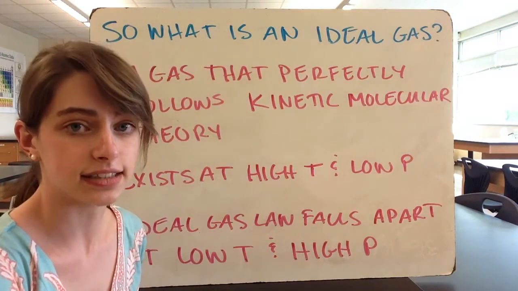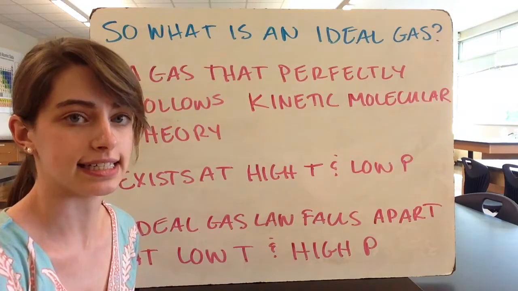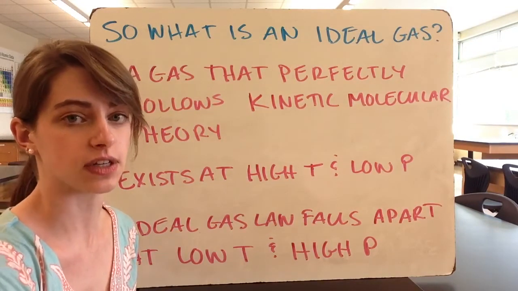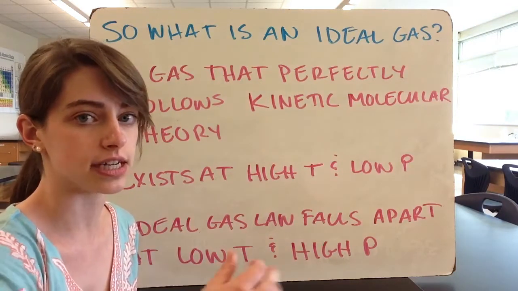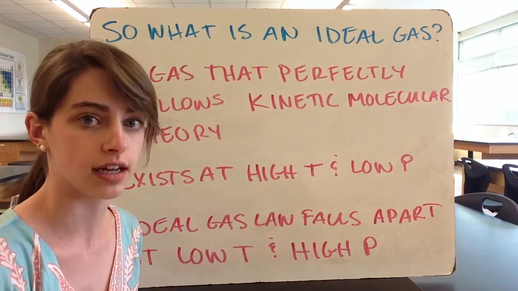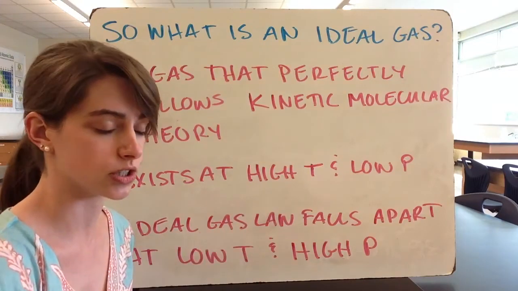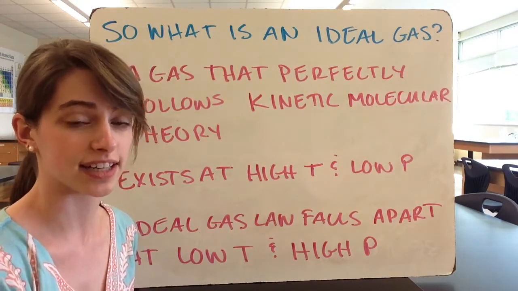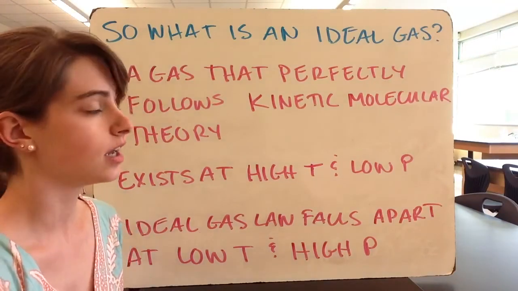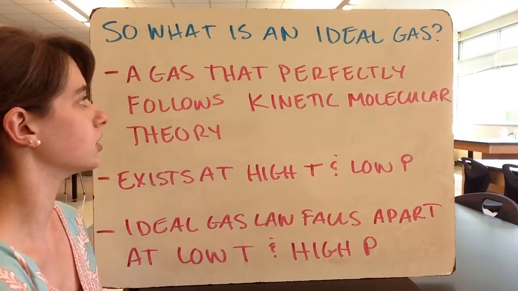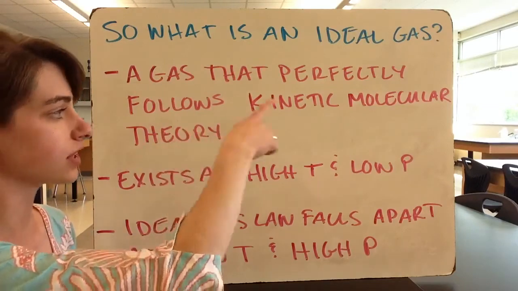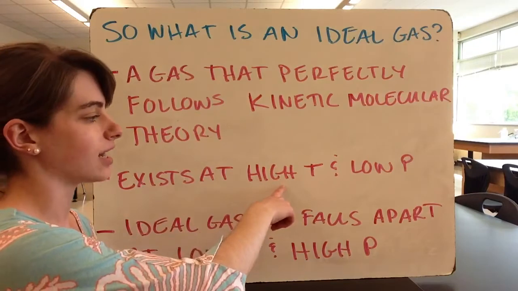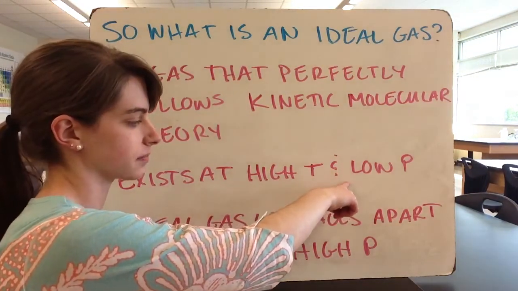We called this the ideal gas equation, but what exactly is an ideal gas? An ideal gas is something that very specifically and very exactly follows each tenet of kinetic molecular theory. We talked about that way back in Unit 2. It dealt with how the gas particles moved, how they interacted or didn't interact with each other, and it all dealt with the kinetic energy. So we can say that it's a gas that perfectly follows kinetic molecular theory. It exists at high temperatures and low pressures.